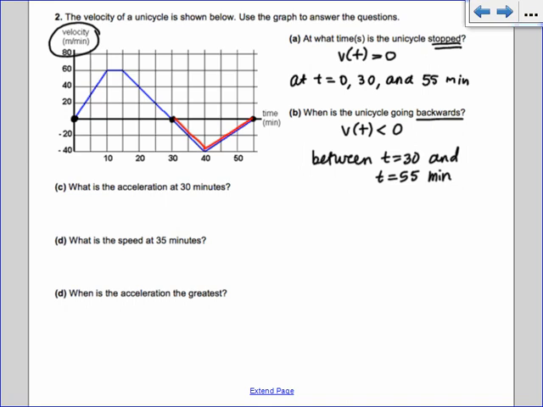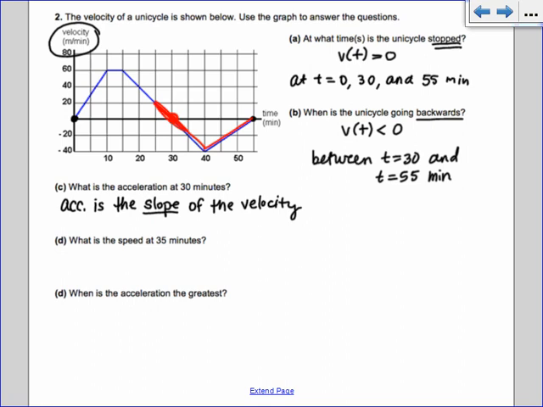What is the acceleration at 30 minutes? At 30 minutes, how do we find acceleration when we have the velocity graph? How is it related? Yeah, it's a slope. So the acceleration is the slope of the velocity. So we want to know if we can find the slope at 30 right here. Can we find the slope of that line?